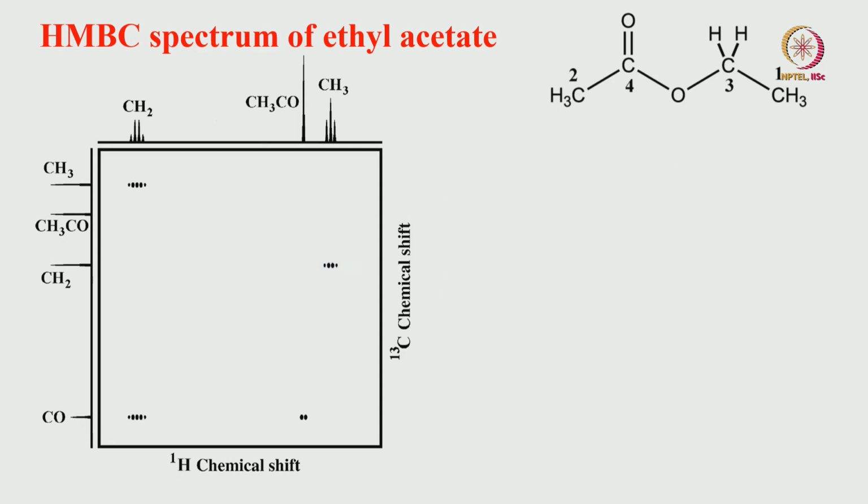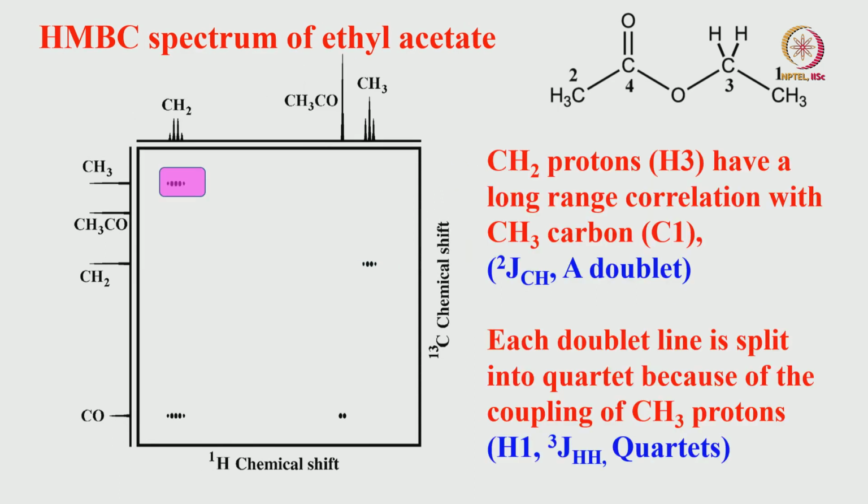Okay, now go to the next one. Next one is CH2 proton. This is H3. This CH2 proton can have a long range correlation to what? This carbon, Ca3 carbon. It will make it a doublet. Yes, but then each of this doublet is a quartet because of 3 equivalent protons. So we will get doublet of a quartet, and 4 lines.